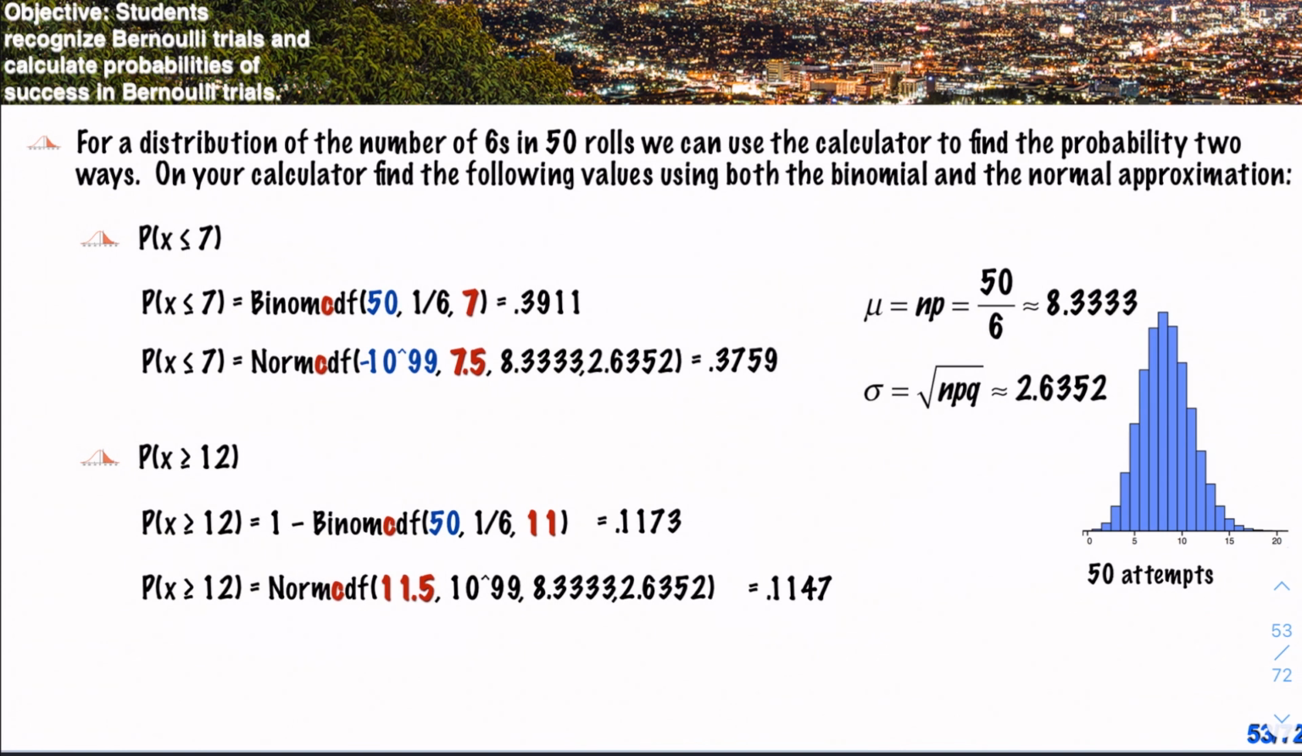Okay, for a distribution of the number of sixes in 50 rolls, we are using our calculator. So if it's less than or equal to, we can either use binomial CDF, which includes the number, or normal CDF, we want to be one step higher. If we want to be greater than or equal to 12, binomial CDF would be 1 minus that, or 12 and higher. 12 to 50 would be our upper bound. Or we can do normal CDF 11.5 to a really large number. Notice they're approximately the same.